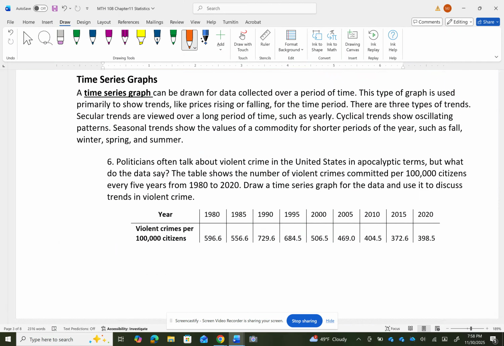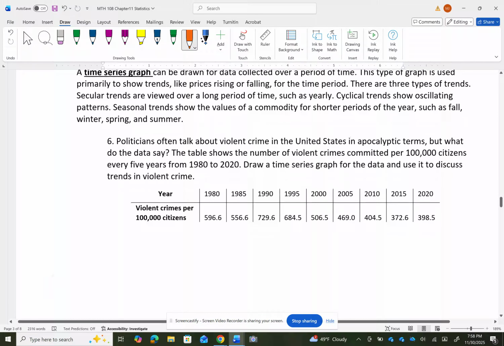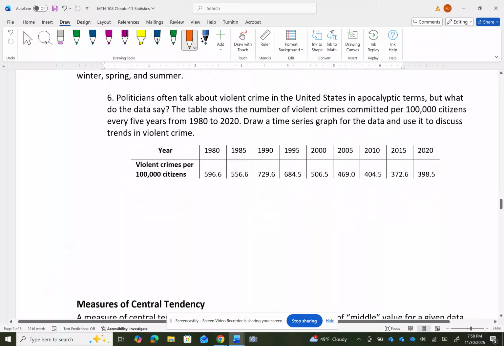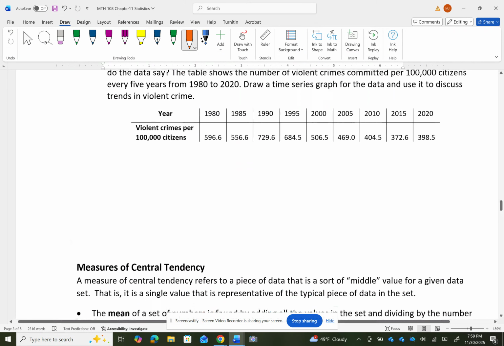So if you have data that's been collected over a period of time, a time series graph just gives you a sense of what's been happening to whatever you were collecting information on. So here we have another crime-related one. It said that politicians often talk about violent crime in the U.S. in apocalyptic terms, but let's look at the data. They looked at the number of violent crimes committed per 100,000 citizens every 5 years from 1980 to 2020, and our job was to draw a time series graph for the data.